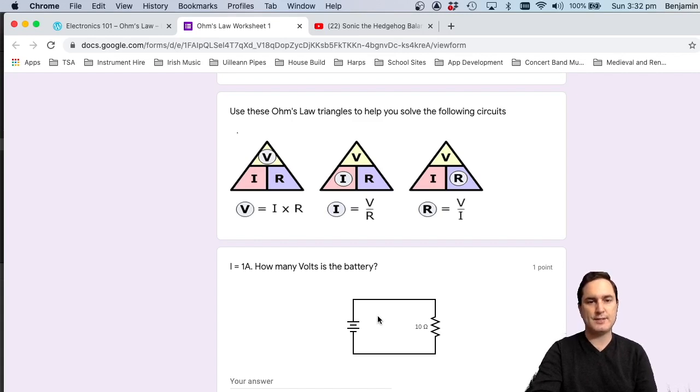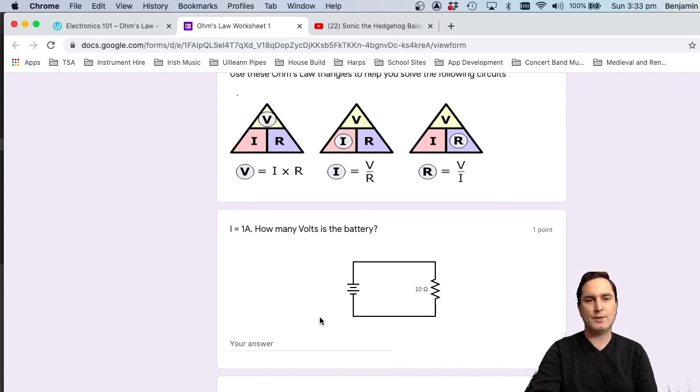So we know resistance, we know current, we need to find out the volts, and the V equals version is V equals I times R. So I is 1 times R, which is 10. 1 times 10 equals 10. So our volts for our battery must be a 10 volt battery in this circuit.